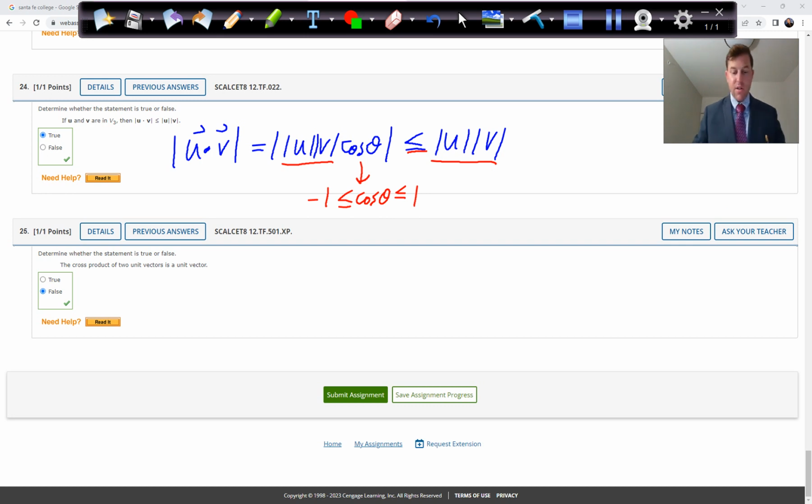Okay, for the last problem, it says the cross product of two unit vectors is a unit vector. So we showed that that was true for i, j, and k. But you could have a unit vector that is not just i or j or k. You could have some combination of numbers whose magnitude is 1. But that does not guarantee that when you cross those two vectors you get a unit vector out. So that one is false. And that will complete section 12.4.